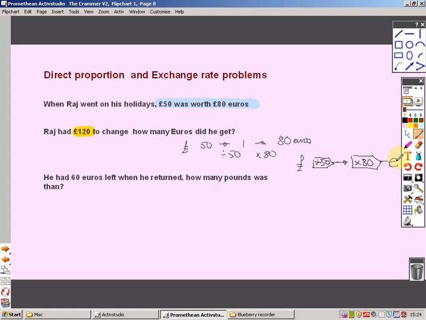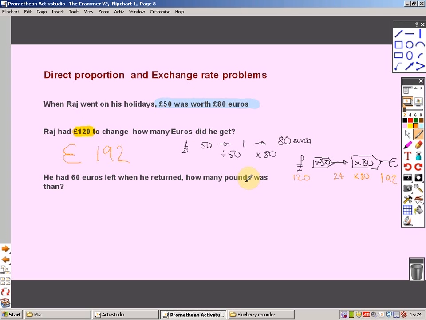So I can now feed the information in for that one. I'm starting there, this time with £120. So I've got 120. I've got to divide by 50, and dividing by 50 will give me 24. You can do that a little bit more slowly if you need to. Then 24 times that by the 80. 24 times the 80 gets me to 192. So I've worked out there that he will get 192 euros.